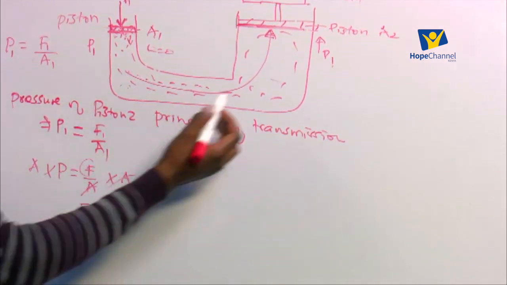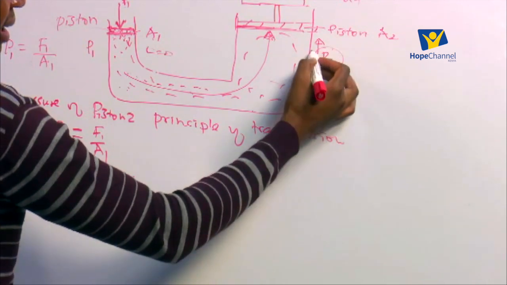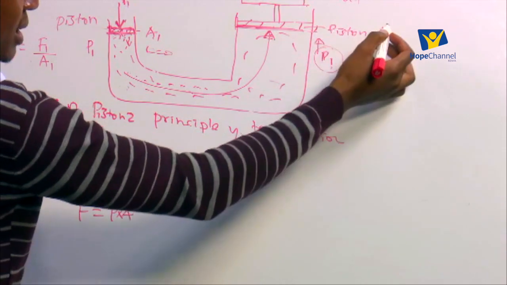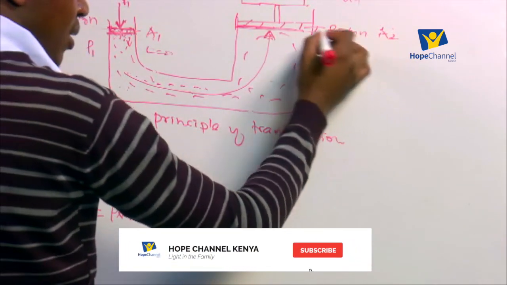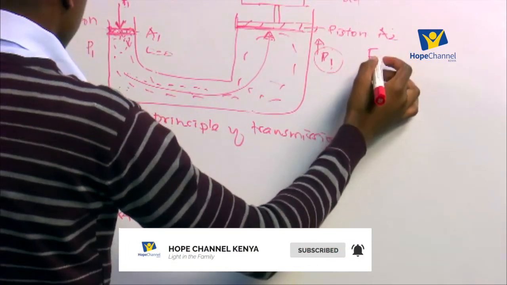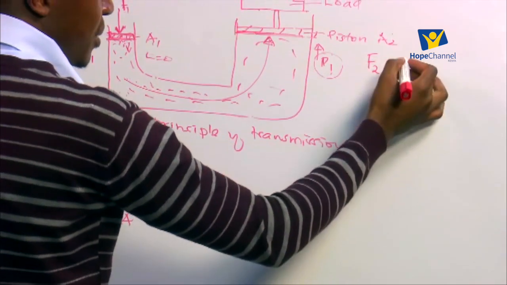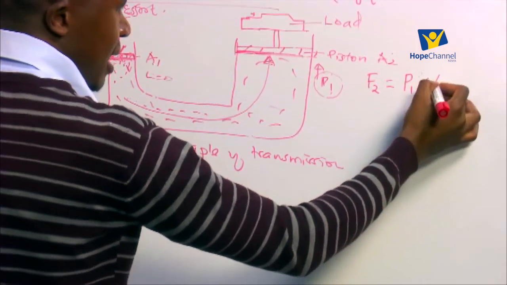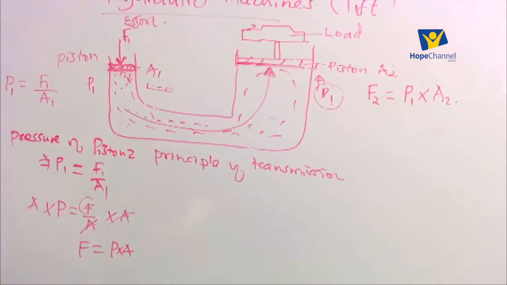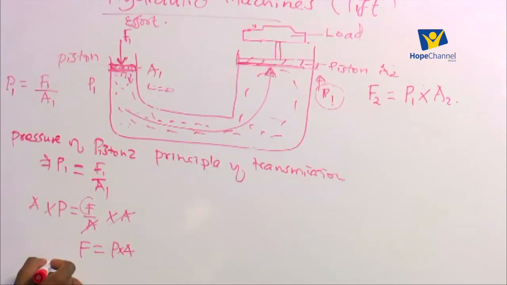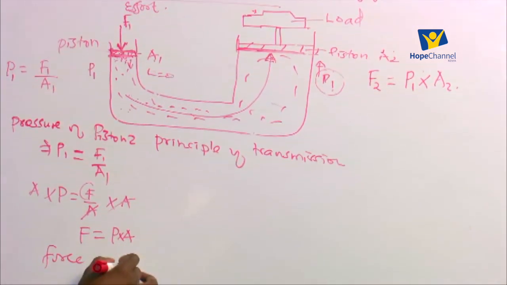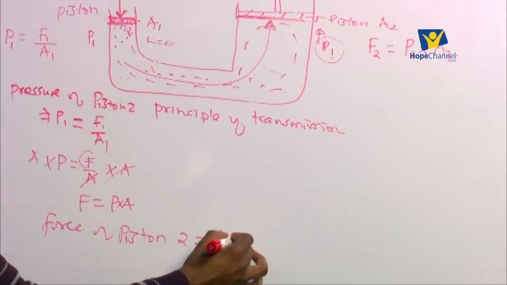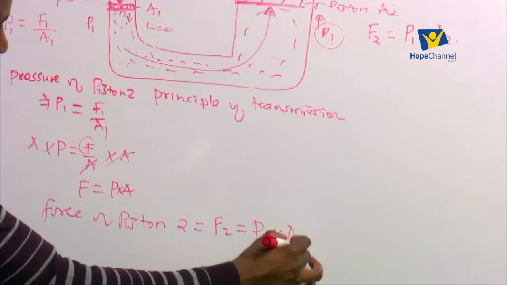Now there is a pressure exerted on piston 2, that is P1, and the area of piston 2 is A2. So on piston 2 there will be a force generated. Let us call it F2. F2 will be equal to the pressure, which is P1, times the area there, A2. So we say that the force on piston 2, F2, is equal to P1 times A2.